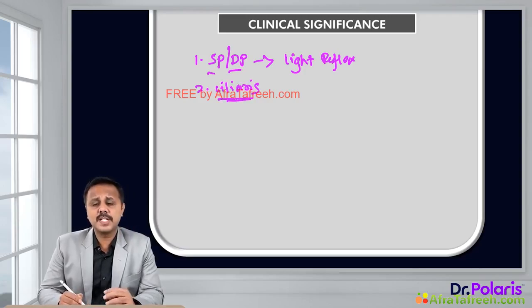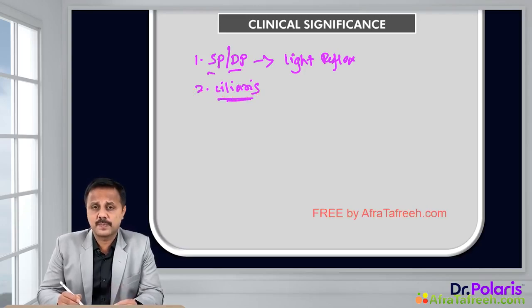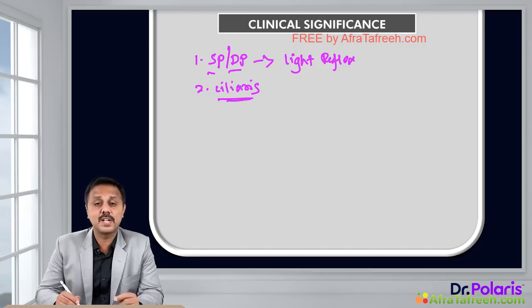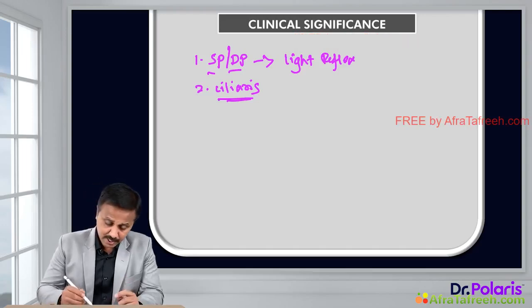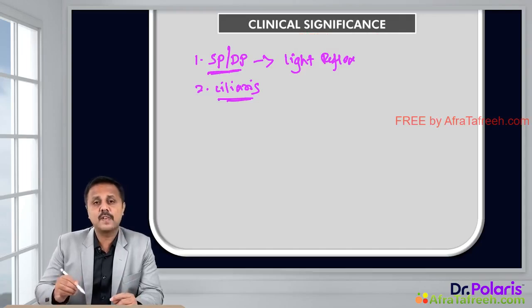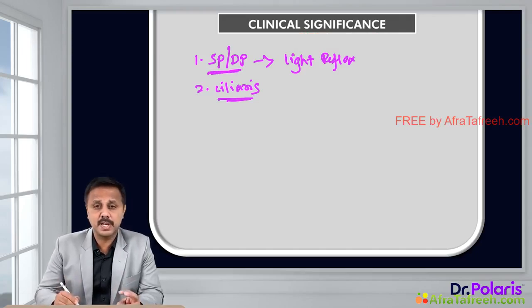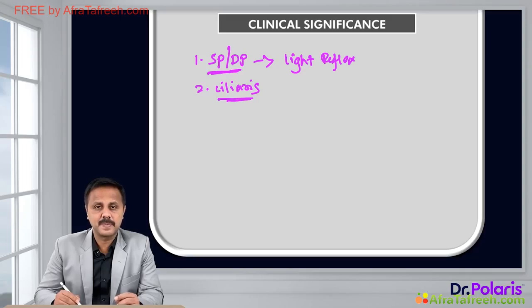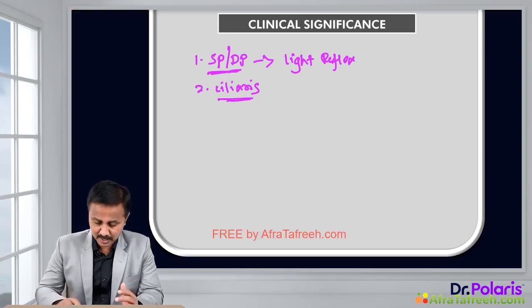Ciliaris muscle is richly innervated with sensory nerves also. What is the significance? Because of this rich sensory innervation, any inflammation of the ciliary body will result in severe ocular pain. Similar to that, even inflammation of the iris, consisting of sphincter pupillae or dilata pupillae, will result in severe pain. This is because of the rich sensory innervation these muscles possess. So this is regarding the clinical significance of intraocular muscles.